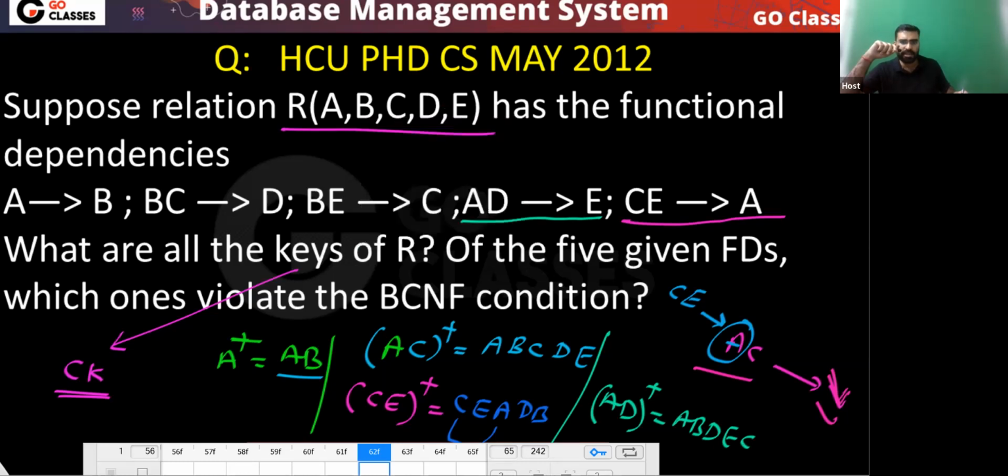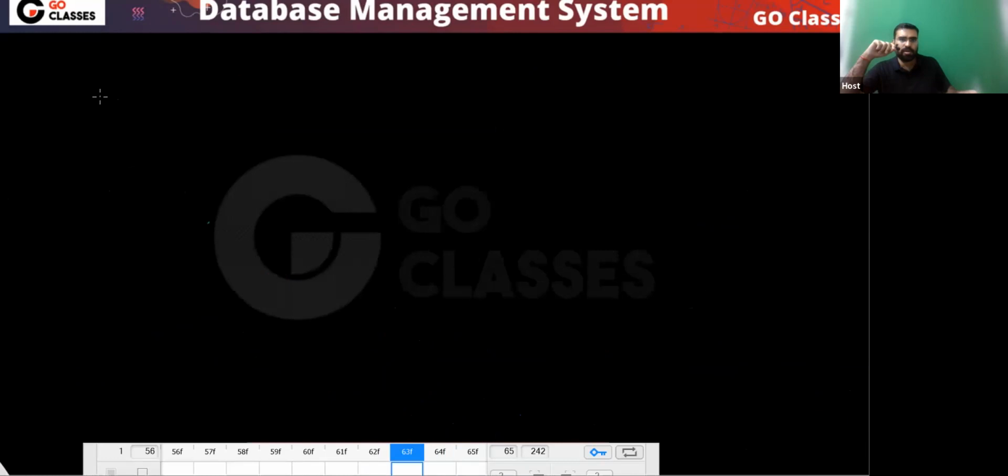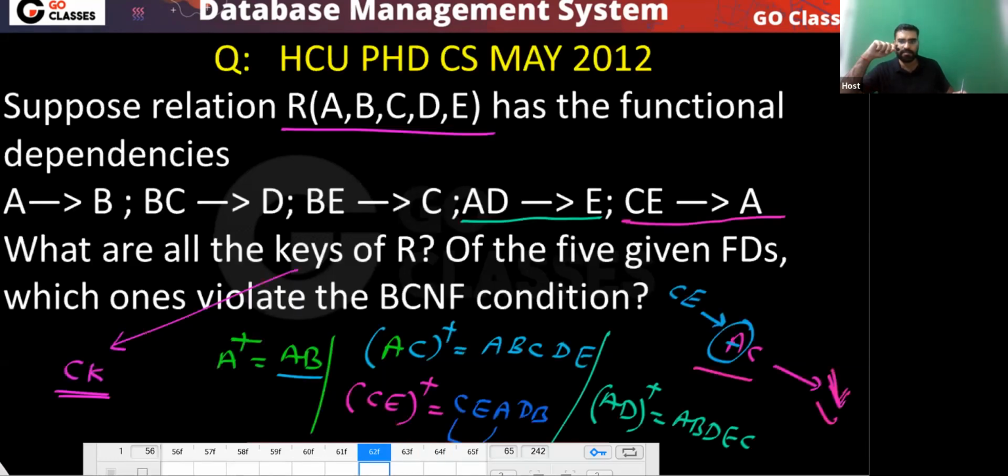Okay, so what are the candidate keys we can write here? If you notice, AC is a candidate key, AD is a candidate key, and AB is not a candidate key. AC we have checked, AD we have checked. AE, what about AE?